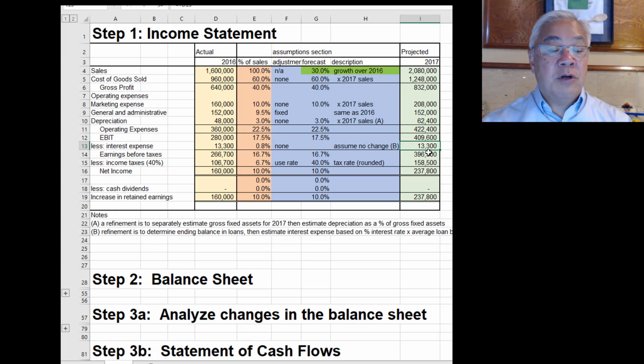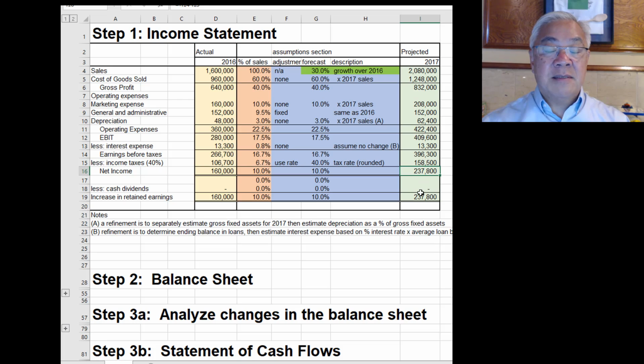Next, we get to earnings before taxes, which is the operating income or EBIT minus interest. Next, we do income tax, which here we're given is 40%. So 40% of 386 is 158. Next is net income. Net income is pre-tax minus tax. And you got it, right? So now we have a projected income statement.